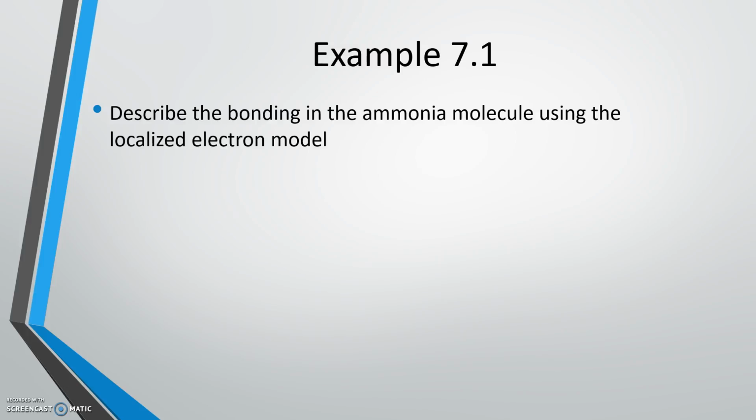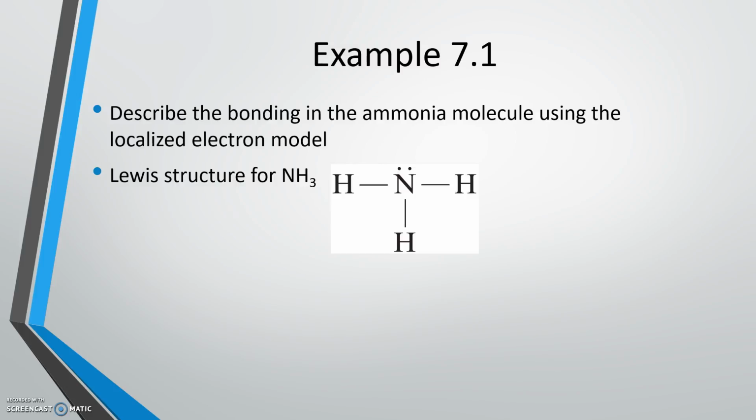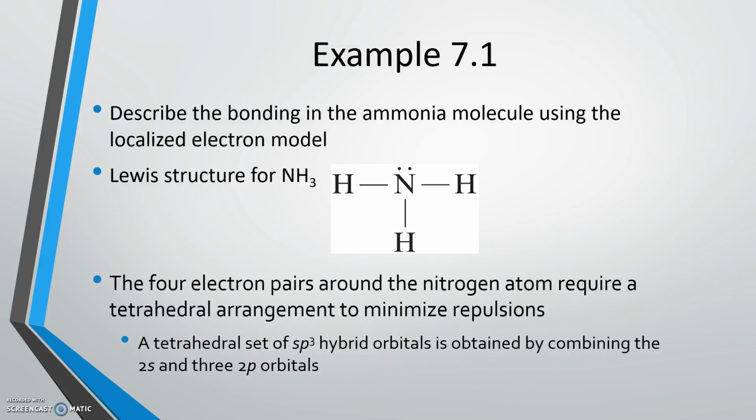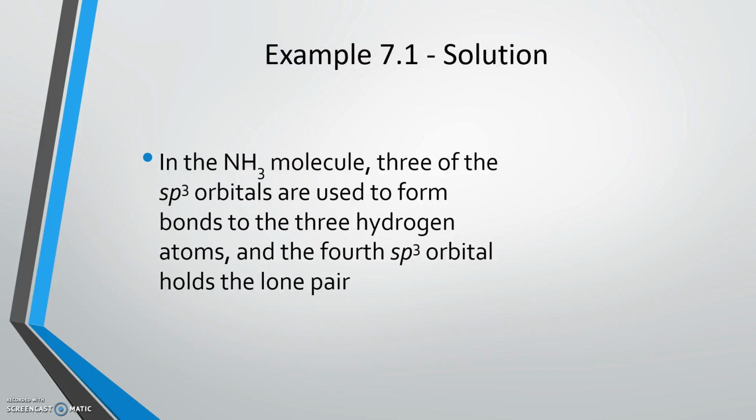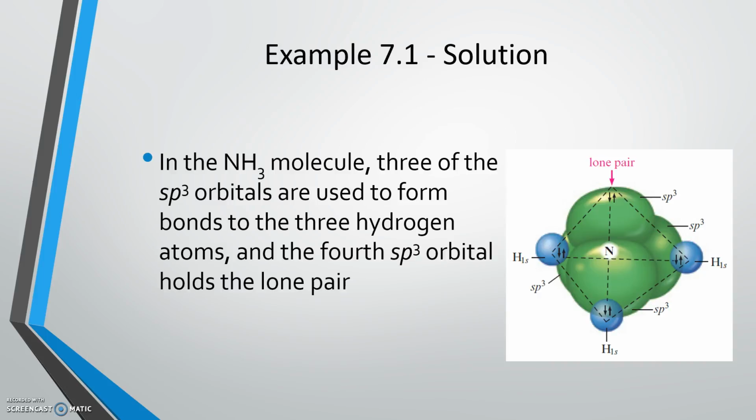Let's attempt to apply this model to describe the bonding in an ammonia molecule. When we add up the valence electrons and draw the molecule, the Lewis structure for ammonia looks like this. The 4 electron pairs around the nitrogen require a tetrahedral arrangement to minimize the electron repulsions. So in this case, a tetrahedral set of sp3 orbitals is needed by combining the 2s and the 3 2p orbitals. In the ammonia molecule, then, 3 of the sp3 orbitals are used to form the bonds to the 3 hydrogen atoms, and the 4th sp3 orbital holds the lone pair.